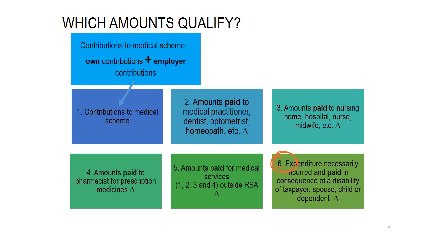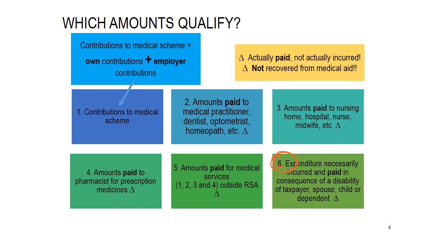Please remember that contributions to the medical scheme will be your own contributions, as well as contributions made by the employer on your behalf, because those amounts that an employer makes on behalf of an employee will be included in the gross income of the employee, because they are fringe benefits. They are deemed to have been actually paid by the employee for purposes of this particular tax credit.